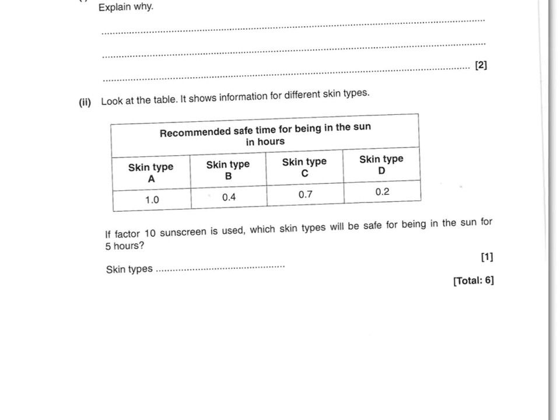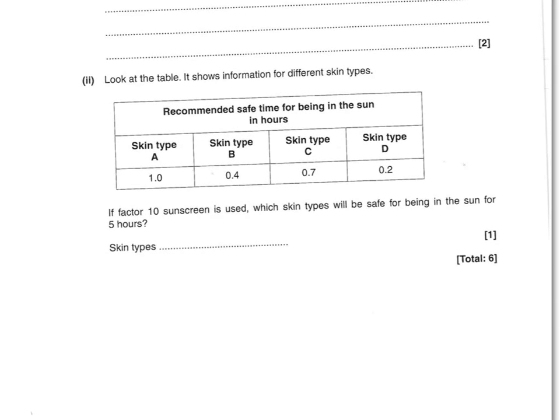Look at the table, it shows information for different skin types. If factor 10 sunscreen is used, which skin types will be safe for being in the sun for 5 hours? So remember that the amount of time to be safe in the sun is the amount of time that the skin can usually stay in the sun times the factor. So this skin type will be 10 hours, the next skin type will be 4 hours, so 0.4 times 10, 0.7 times 10 is 7, and 0.2 times 10 is 2. So the only two that can stay in the sun for more than 5 hours are A and C. You have to have both of those for the mark.